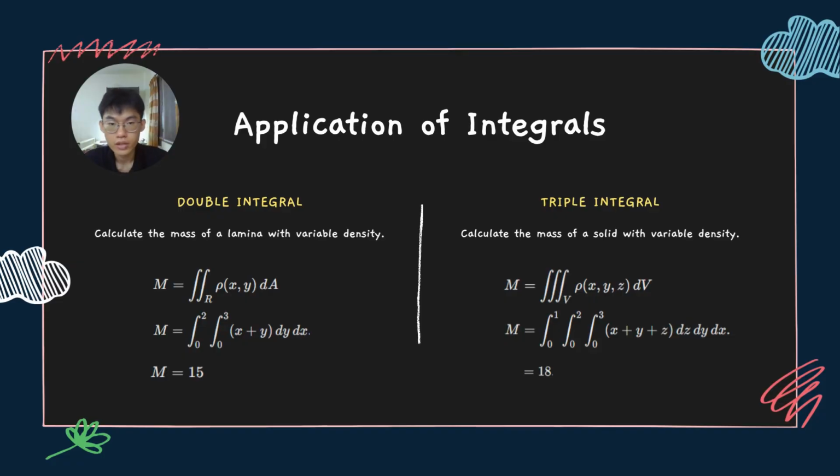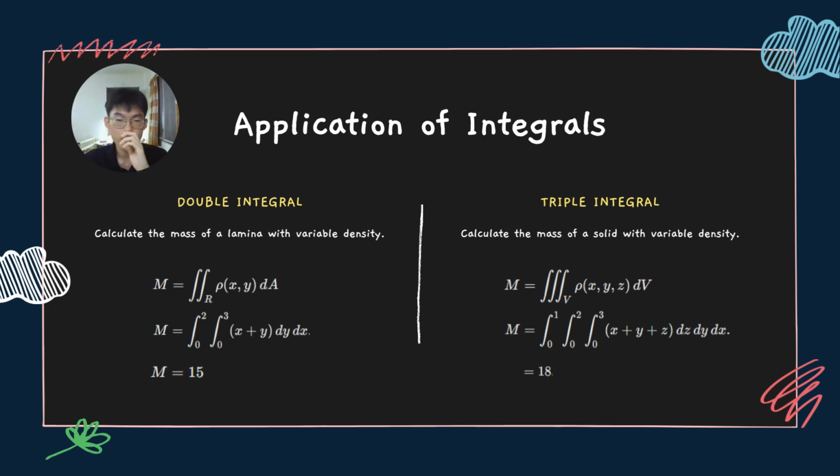Last, I would like to share about the application of multiple integral, and I think you will become more clear about the difference between the double integral and triple integral after you see the application. First, we look at the double integral question. The question asks us to find the mass with the variable density. The calculation is very simple, just integrate the density function by the area. And after integrating, you'll get the answer.